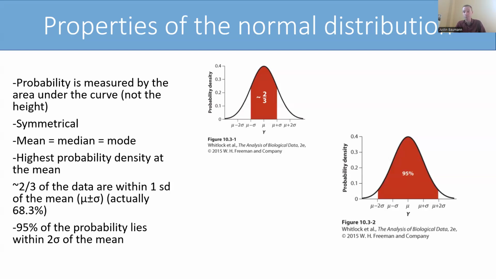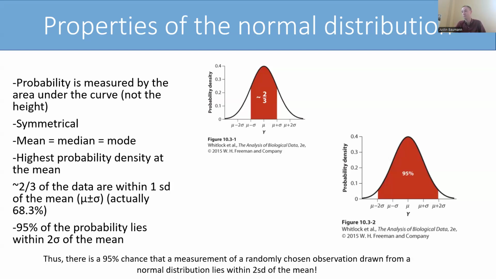That p equals 0.05 is, reminder, kind of the cutoff. So if we're looking at a one-tailed test, this is really useful for us. But we have a really good sense of how the data are structured if we have a normal distribution. Okay, so to bring this all home, there's a 95% chance that a randomly chosen observation from a normal distribution lies within 2 standard deviations of the mean.